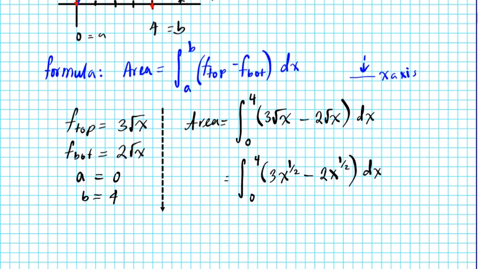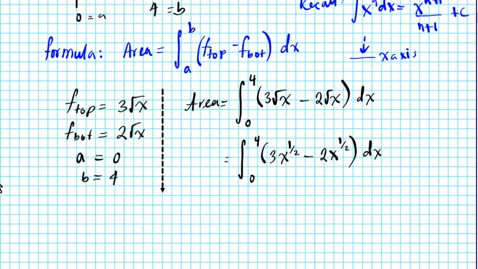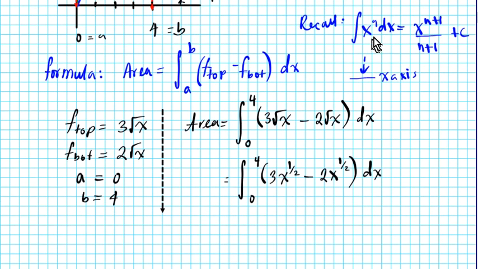Okay? And then you have to remember your power rule. Remember that when you're integrating x to the n dx, you're going to have x to the n plus 1 over n plus 1 plus c. This is a definite integral, so the c's cancel out. We're not going to have the c component here. So let's go ahead and apply this power rule for integrals to this particular example.